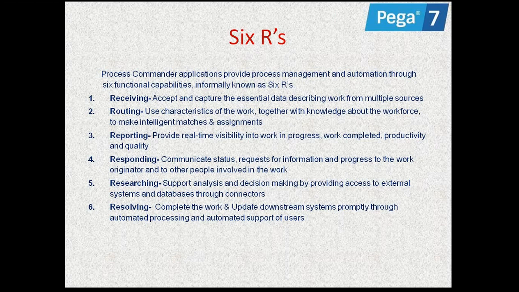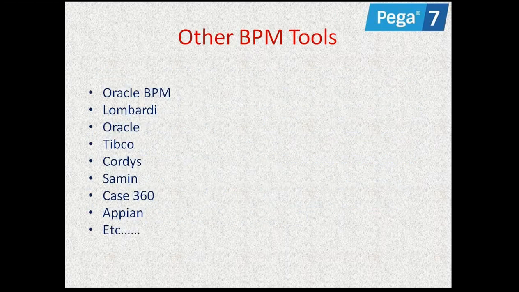Those involved in the application will respond to the client and do some research, support, and decision making will also be done. All the research will be done, and finally they will complete the work and update it to the downstream level, and everything will finally be added into the process. So these are the 6 Rs. If you remember this: receiving, routing, reporting, responding, it's enough. No need to worry about the technical stuff.